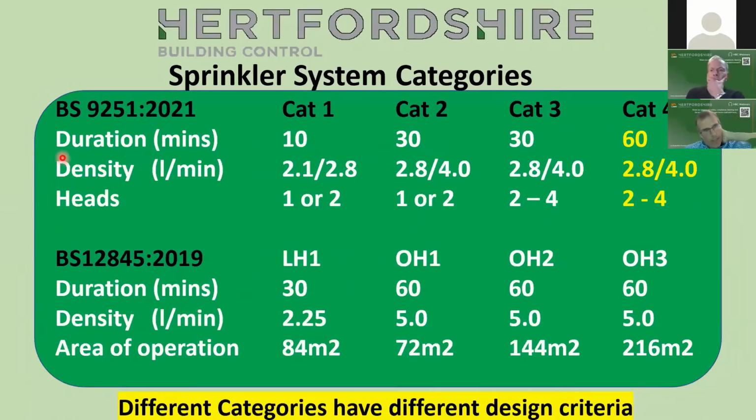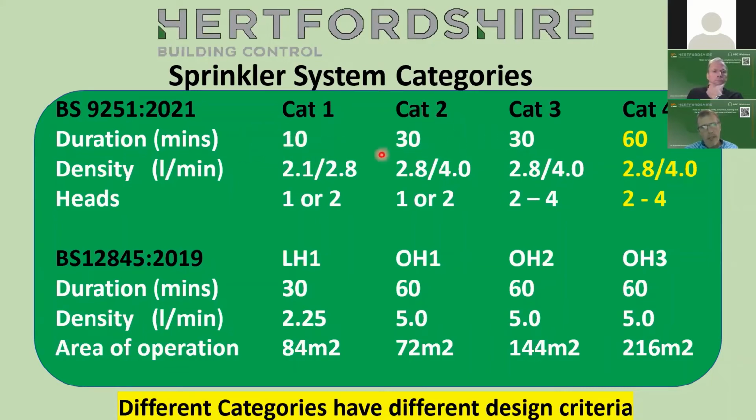Now, what I was talking about earlier is the duration, which is how long the sprinkler system is expected to operate for. So the Cat 1 for the single dwelling house, 10 minutes. That's all it needs to operate for. But if it's mains fed, then theoretically it could run forever. If it's on a tank, then you only need 10 minutes of water supply in the tank. But as the water's going out of the tank, water will be coming into the tank to fill it up, so you'll probably get a little bit more than 10 minutes.